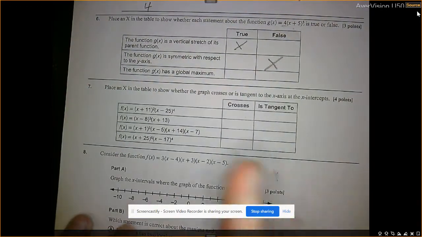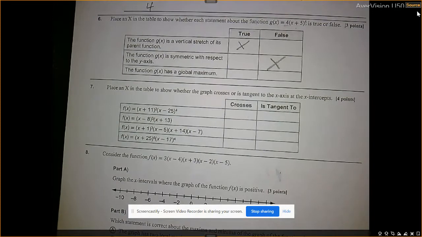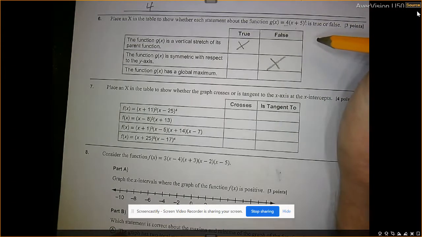So when it's being shifted horizontally, that's not going to make it symmetric with respect to our straight up and down y-axis either. Okay, now the function g of x has a global maximum. In order for there to be a global maximum, it can't have any end behavior of approaching positive infinity. Is our graph ever going to go up to positive infinity?